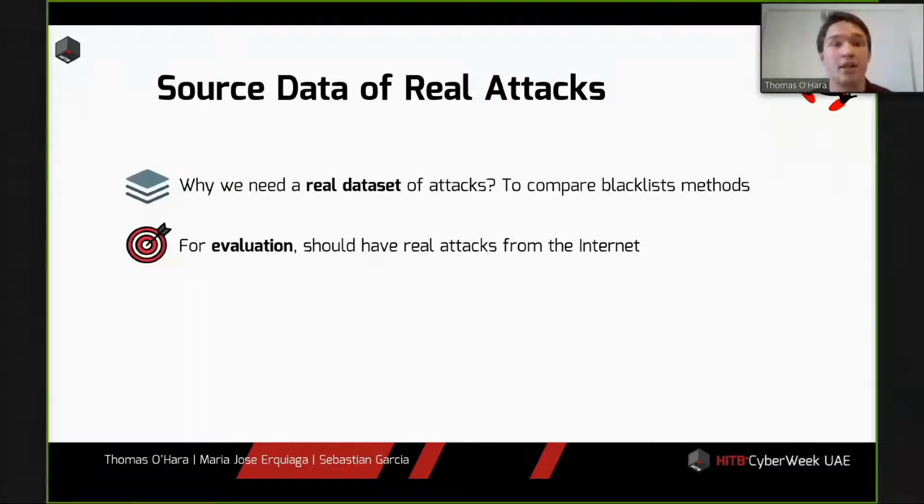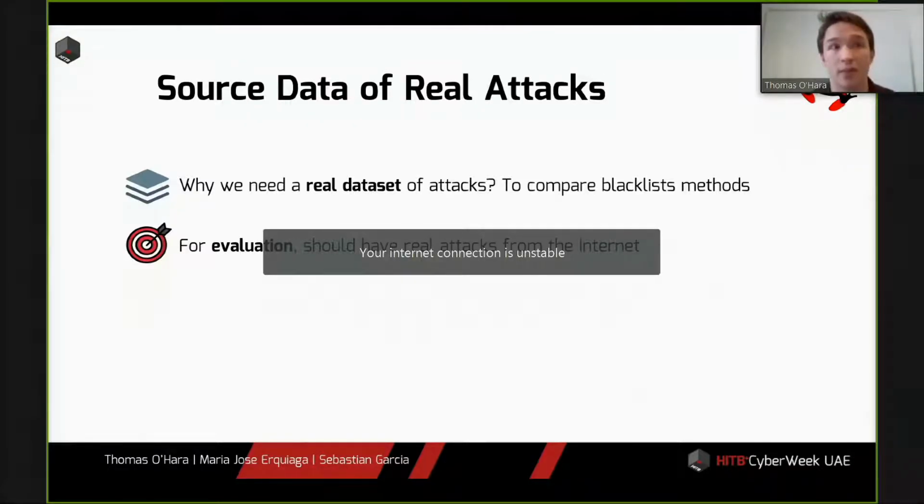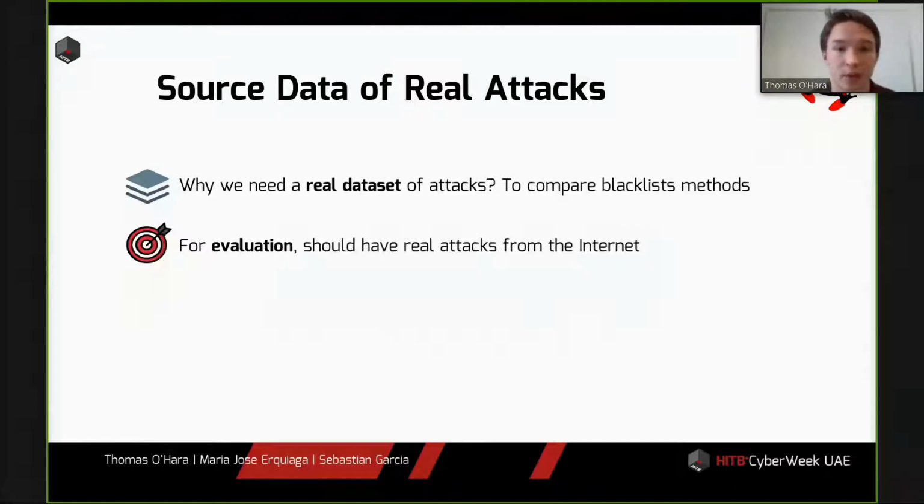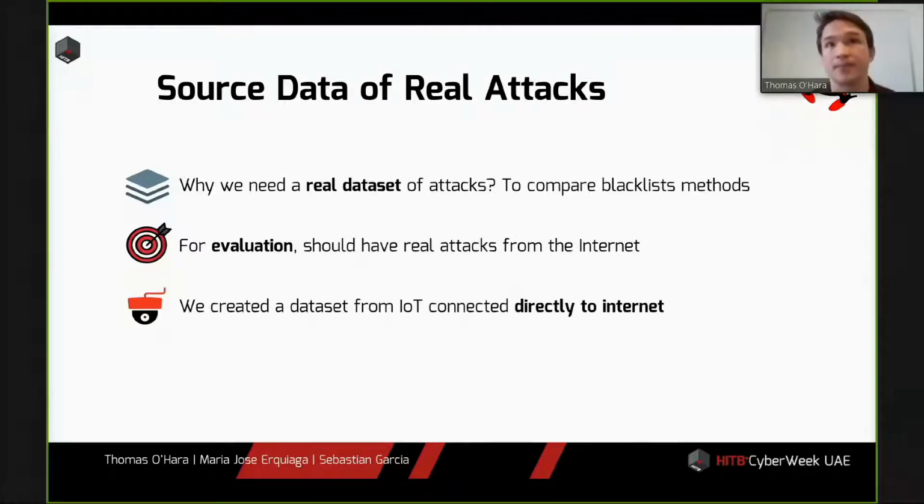So, for any kind of proper evaluation, you're going to need a data set. In order to determine if a blacklist is capable of stopping common attacks on a particular network, that blacklist should be tested against a data set of real attacks from that network. So, for example, if we want to protect IoT devices exposed directly to the internet, we should have a data set of attacks on those IoT. So, we created a data set from IoT that is directly connected to the internet, which in fact is what we use to evaluate our own blacklisting methodologies, both of which we will be presenting here.